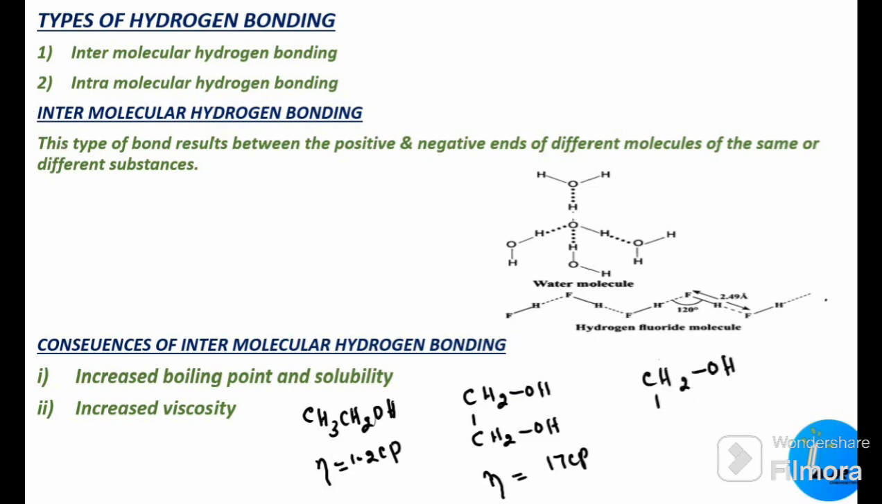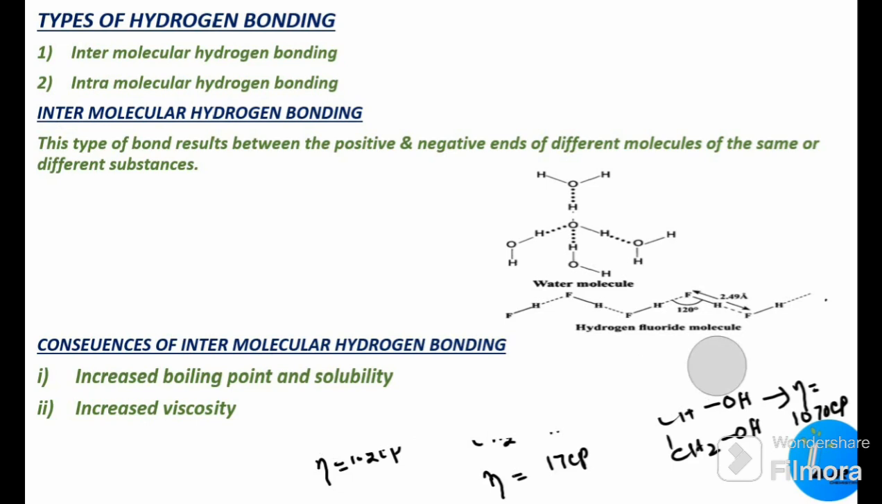CH2OH, CH2OH. See here, its viscosity is found to be 1070 Cp, centipoise. So as the hydrogen bonding increases, the viscosity goes on increasing. This shows that intermolecular hydrogen bonding is responsible for the increase in viscosity. Greater the extent of hydrogen bonding, the more the viscosity will be.